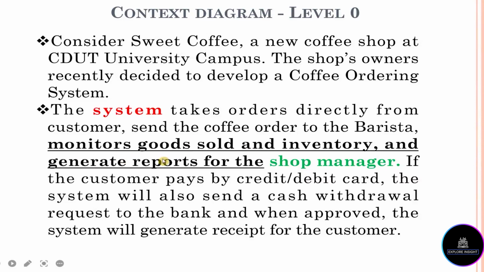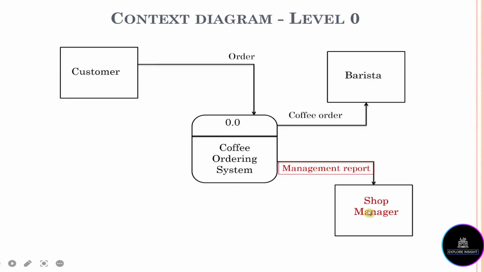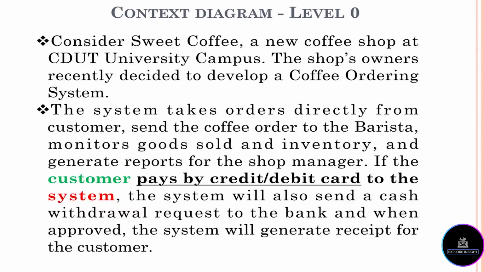So let's see what we have. So we have this management report, with shop manager as the new entity. So it means the system will generate reports for the shop manager. So let's see what we have. And after this, we have a full stop. Let's see what starts new.